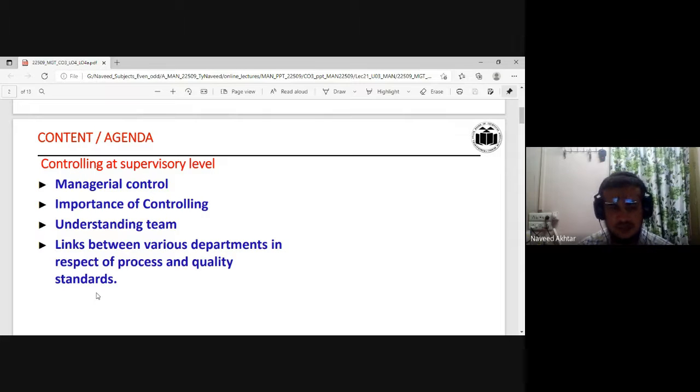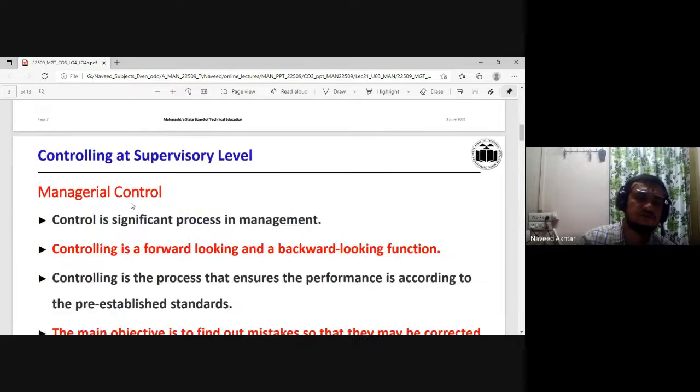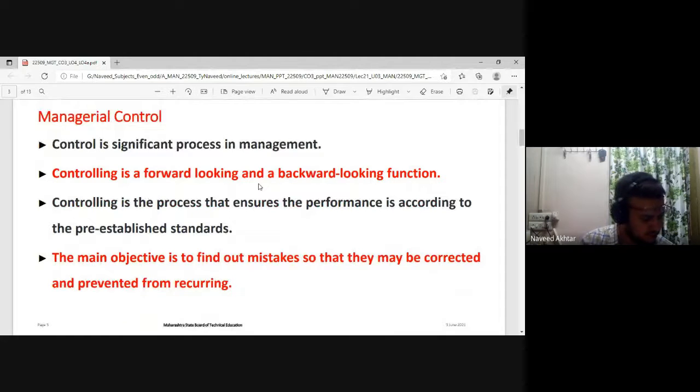Understanding the team and the links between the various departments in respect of process and quality standards. So what is managerial control? We will see first. Managerial control is nothing but a forward-looking and backward-looking function. Control is a significant process in management. As I told you, it is very important to control the work or the organization's activities in a proper manner. Controlling is that part of management, and it is a forward-looking and backward-looking function, because we provide the plan, and then we take the feedback on whether the work is going as per the plan. That's why it is called a forward-looking and backward-looking function. And controlling is the process that ensures the performance is according to the pre-established standards.